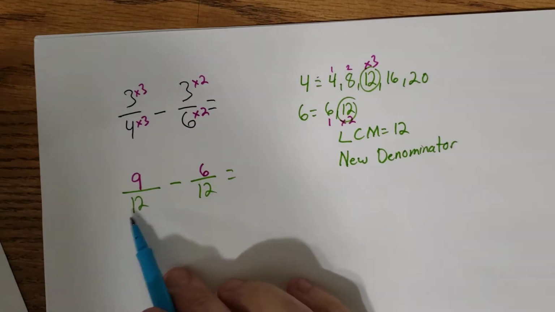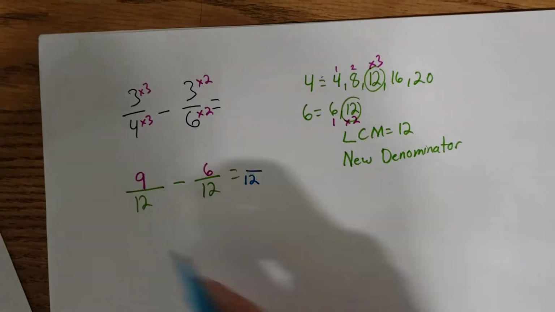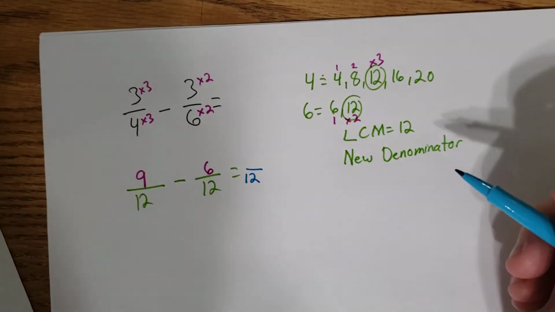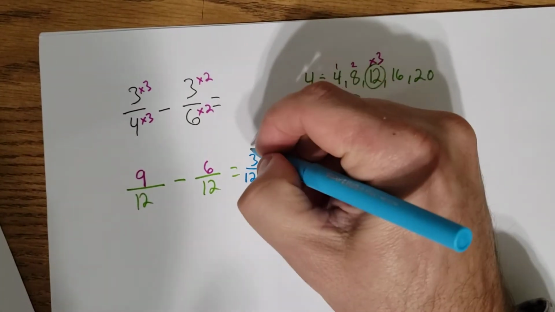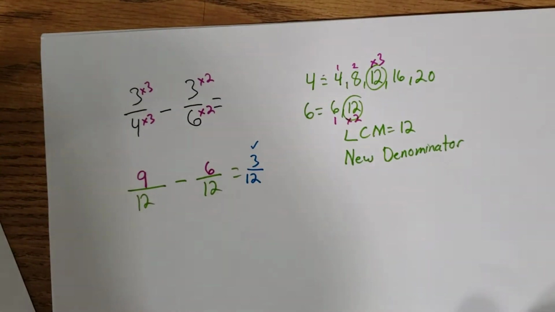So now that we finally have the same denominator, we can go ahead and keep that the same and just subtract the top. 9 minus 6 is 3. That is a good answer. There might be a better answer. There might be a simplified version.